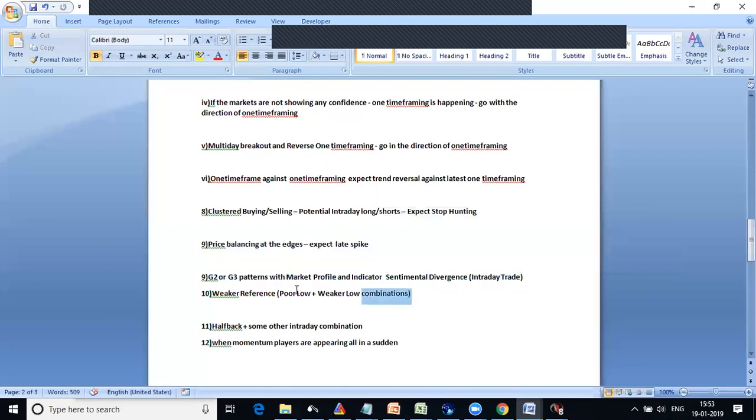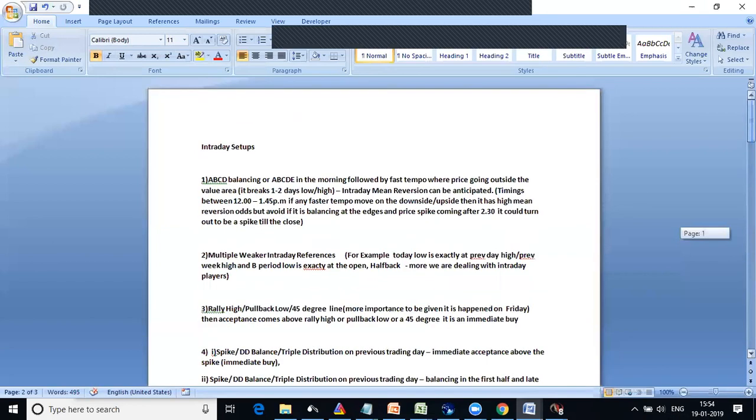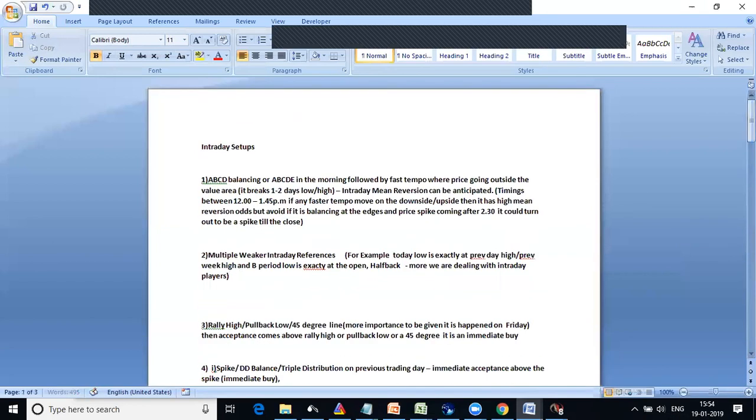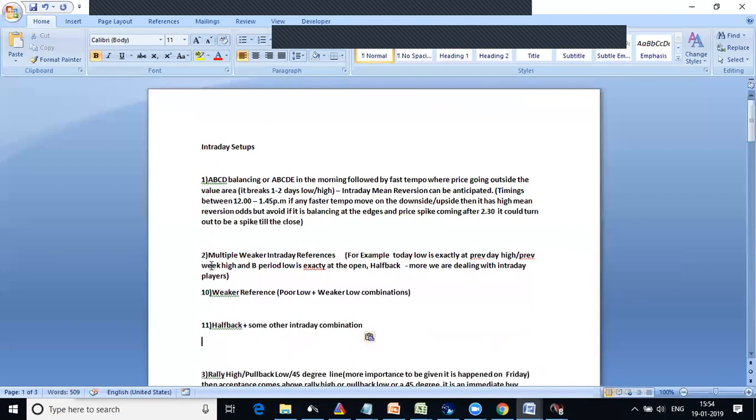This also we talked about, the poor low and weaker low combinations. This is again an intraday art. Next comes the halfback plus some other intraday information. This we also talked about, and all these things are a subset of multiple weaker intraday references. All these belong to the part of this, 1 and 2. We already discussed all those setups.